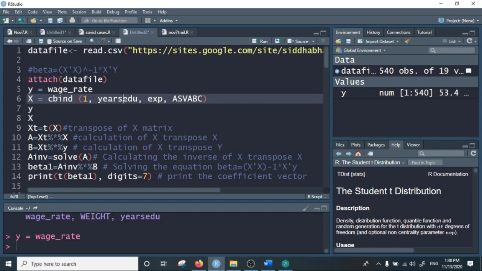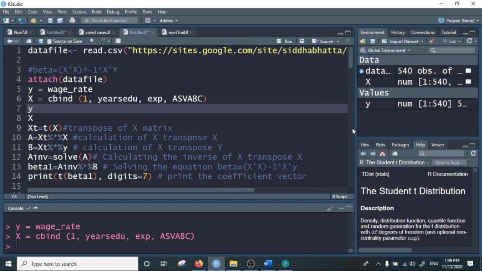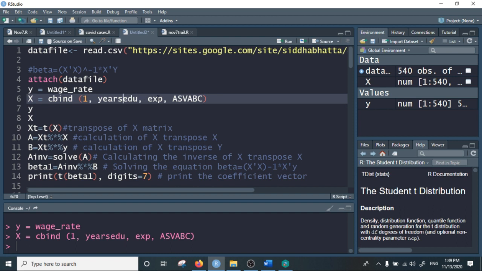So suppose that we have 3 independent variables: years education, experience, and ASVABC, which is a cognitive ability score. So 3 independent variables preceded by the ones. We combine ones with the values of these 3 independent variables to define the X matrix. If I hit Control and Enter, it will define an X matrix which has ones in the first column, the values of years education in the second column, experience in the third column, and ASVABC in the fourth column.